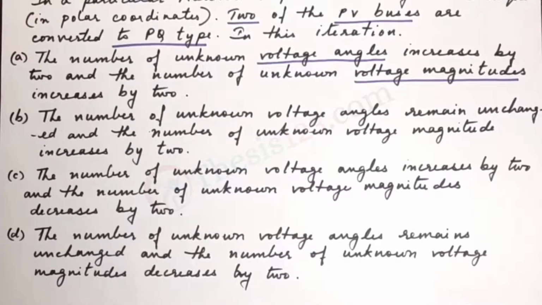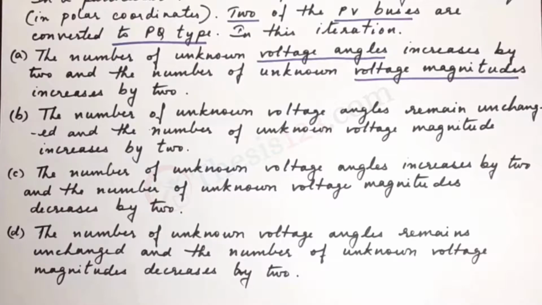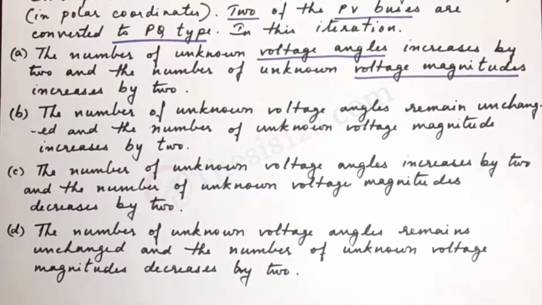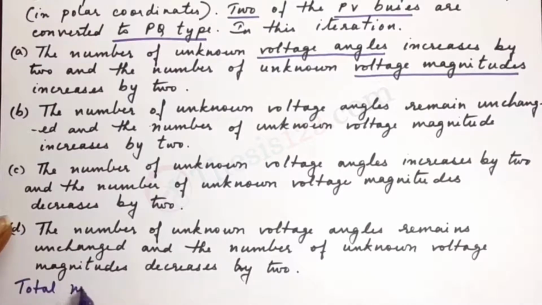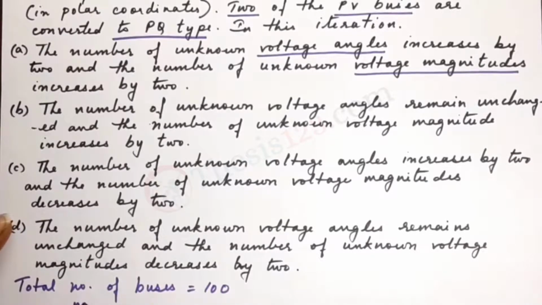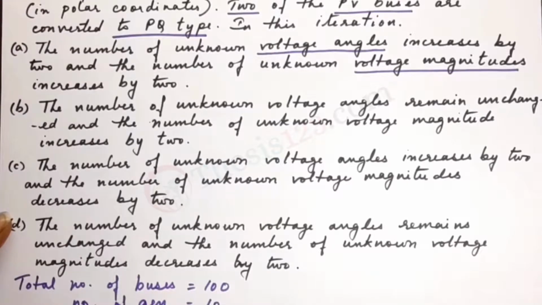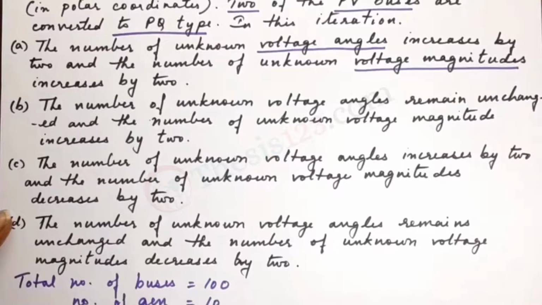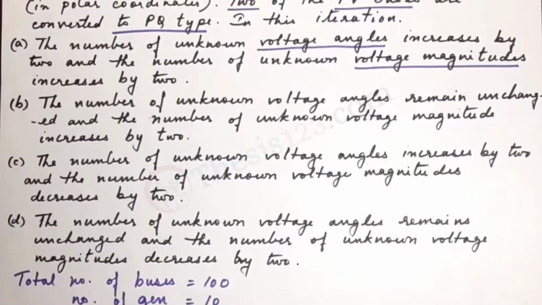So let's see. The total number of buses is 100, given to us, and there are 10 generators. So that immediately tells us that the number of load buses would be 100 minus 10, which is 90. So I'll note that down right here. We have total number of buses 100, number of generators 10, which means number of load buses is 100 minus 10, 90. So there are altogether 90 load buses.